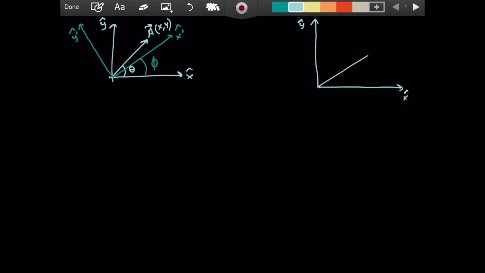We have vector A, the same vector A, with angle theta. And this time we rotate this vector A by an angle of phi. So this angle is phi. And now we have a new vector which we can call A prime. Here we rotated the vector, whereas in the first case we transformed the coordinate system. These two scenarios are not the same, even though the end results look similar. I want to highlight this.